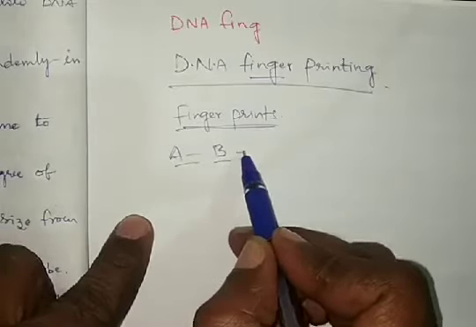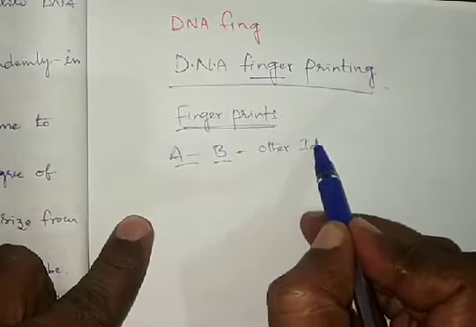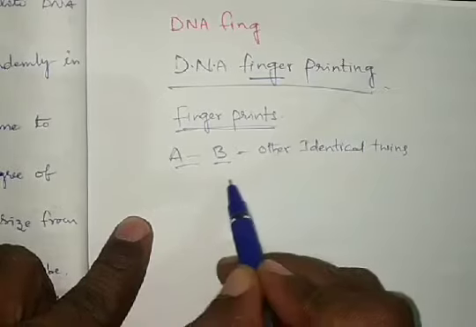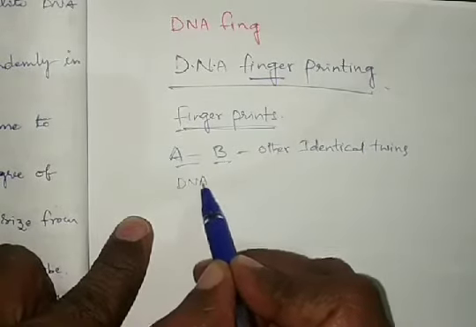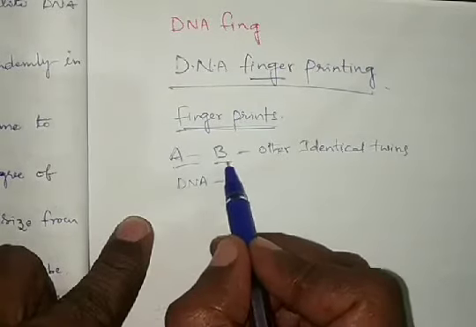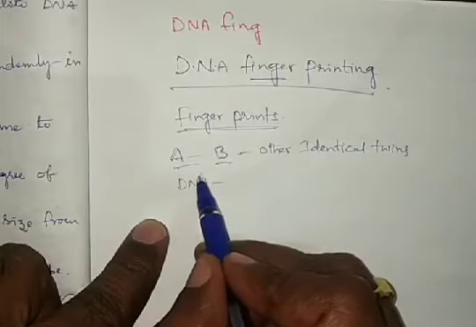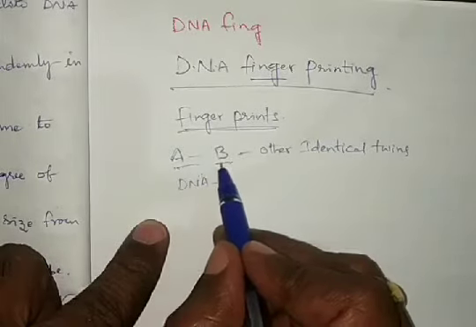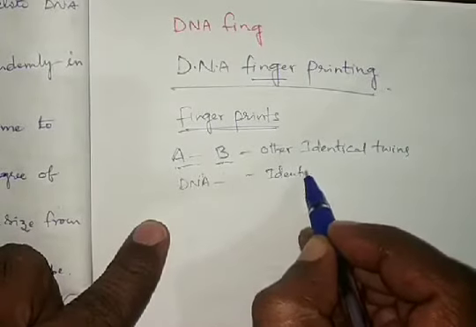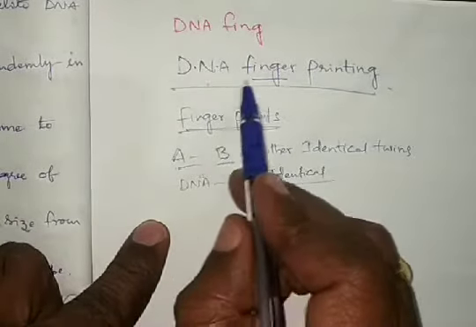So, other than identical twins, in the same way, if you observe some regions of the DNA, the nucleotide sequences of the DNA of persons A and B, they are also not identical. So this is called DNA fingerprinting.